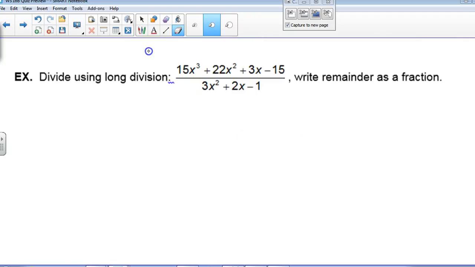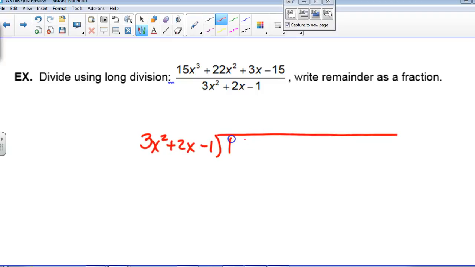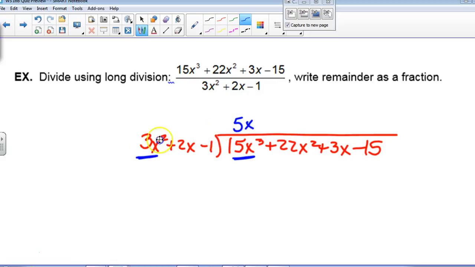And there is also a review long division question tomorrow. Does anybody need me to do that, or we're good? Some of you struggling with this still? 3x squared plus 2x minus 1 into 15x cubed plus 22x squared plus 3x minus 15. Okay. You look first only at this term and this term. Everybody said 5x because that's how many times you got to multiply that by a 5x and you'll get exactly 15x cubed.